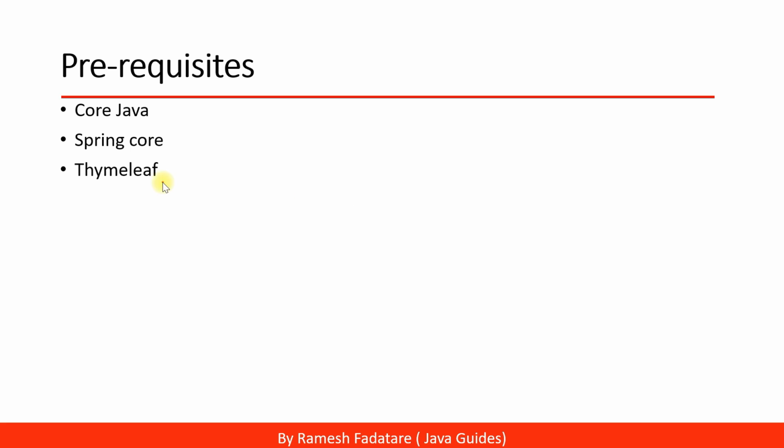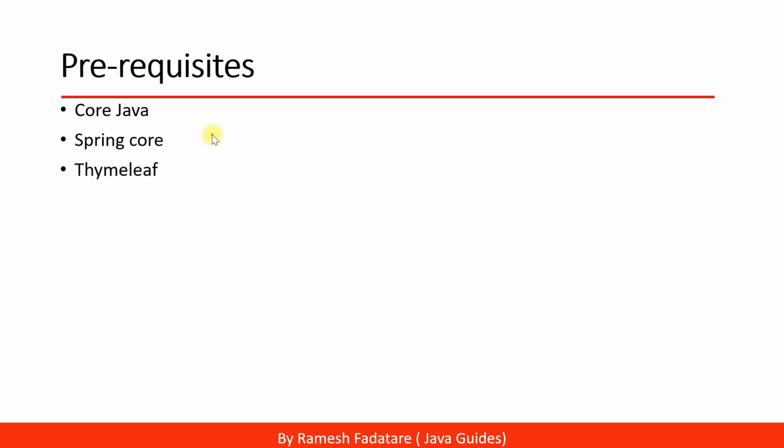So next is Thymeleaf. Well, we are not going to use JSP as a view layer. In fact, we are going to use Thymeleaf as a view layer, because nowadays Thymeleaf template engine is one of the most popular template engine used in Spring MVC application as a view layer. So instead of JSP, we will focus on Thymeleaf.